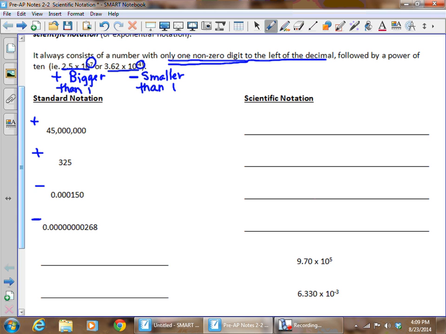Going over and going in the other direction, since this particular exponent is a positive exponent, we know automatically it's bigger than 1, and we're going to move the decimal to make sure that when we get done, that number is bigger than 1. And our 6.330 times 10 to the negative 3, since it's a negative 3 for the exponent, we know that this number is going to be smaller than 1. And when we move that decimal, we're going to make sure that it is smaller than 1.